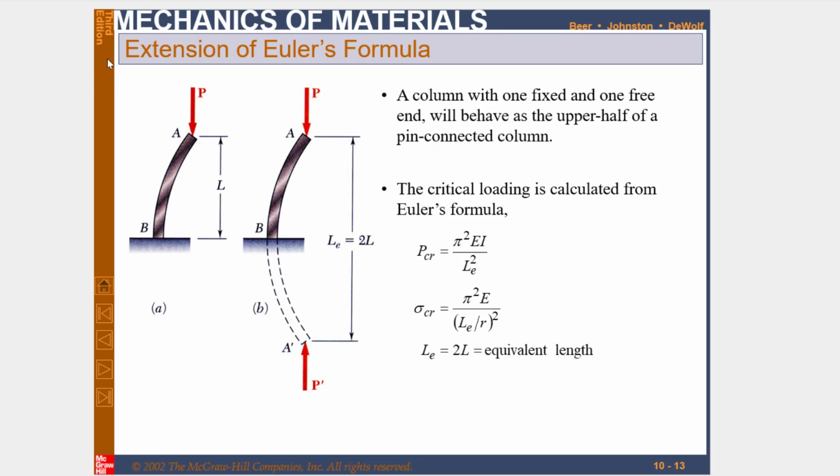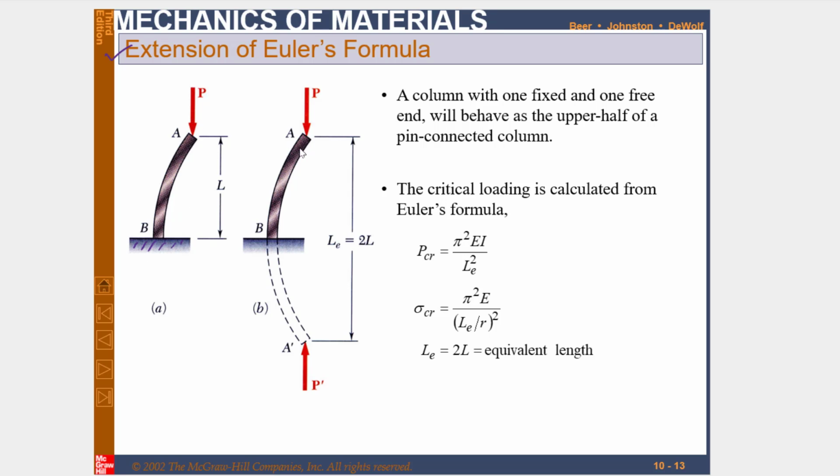Now we will move toward another topic, that is extension of Euler formula. In our previous slide we discussed the Euler formula for the column whose both ends were pinned. Now we will apply our knowledge to the column whose one end is fixed. You can see one end is fixed and the other end is free. So that is the extension of Euler formula to other types of columns.